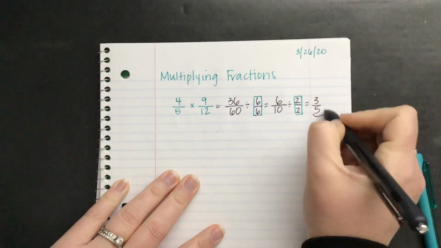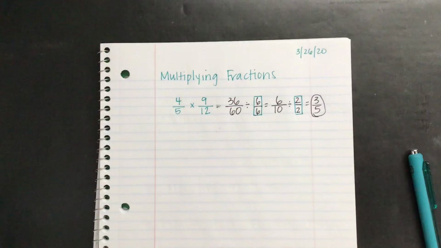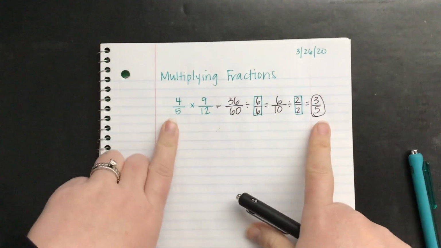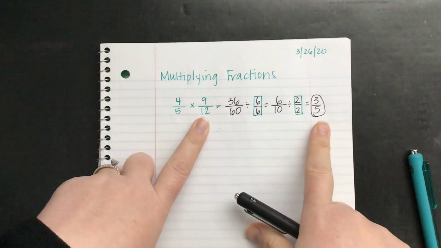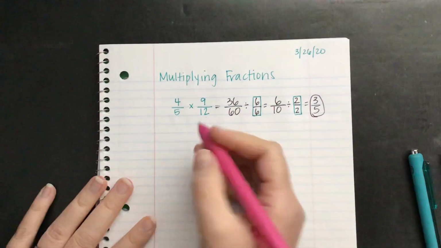I know that that's the final answer because I can't reduce 3 and I can't reduce 5. Both of those are prime numbers, and 3 does not go into 5 evenly. Okay, so the answer of 4/5 times 9/12 is 3/5. Okay, I'm going to show it to you a different way where it's a little simpler.